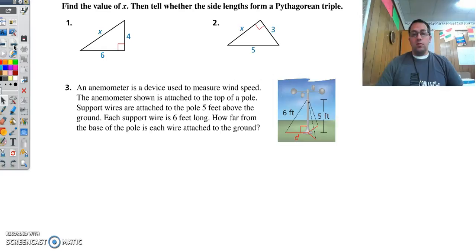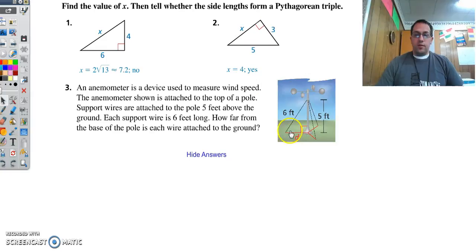So I want you to answer these 3 here and then come back. All right, let's see how you did. Number 1, x is 2 square roots of 13, which is approximately 7.2. So that is not a Pythagorean triple because it's not an integer. Number 2, x is 4. This is 3, 4, 5, a nice little Pythagorean triple.